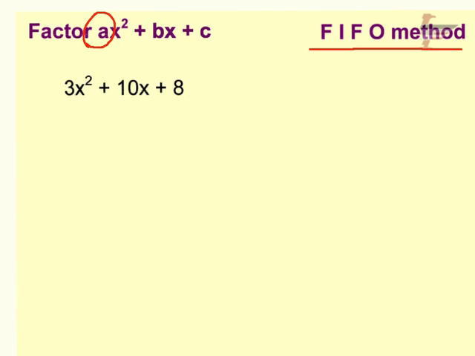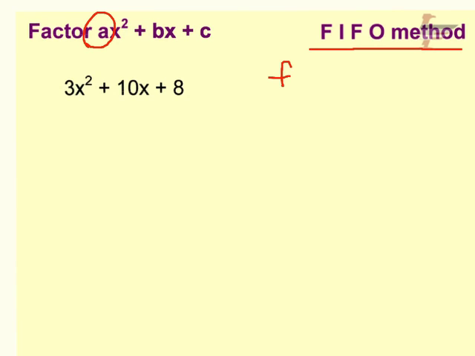First step of factoring always is just to look to see if you have anything that you can factor out of every term here. Always start with that. If I look at the 3x squared plus 10x plus 8, I can see that there's nothing to factor out of each term. So now the FIFO method.